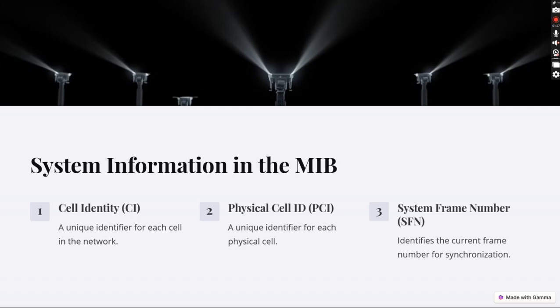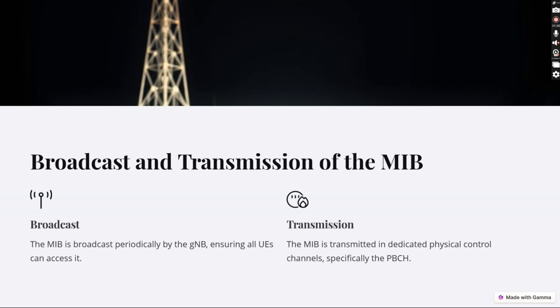As I told, the cell identity in the MIB is derived from the PSS and SSS, along with the physical cell ID and the system frame number. This information will be broadcast based on a periodicity. In every frame, it is periodically transmitted towards the UE side. The MIB is transmitted on the physical broadcast channel, specifically in the PBCH only, to make sure that all UEs can access it.